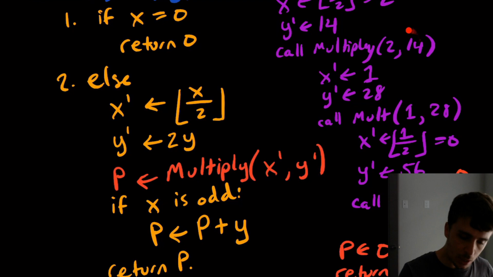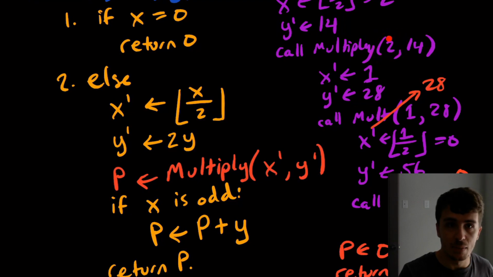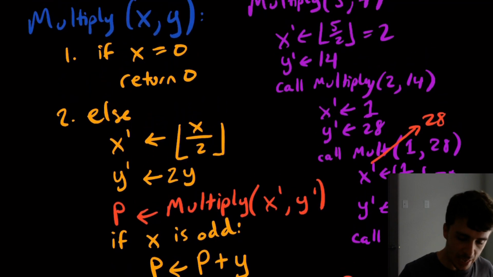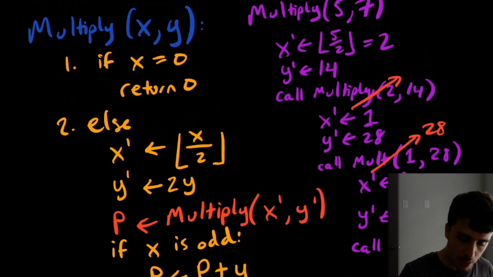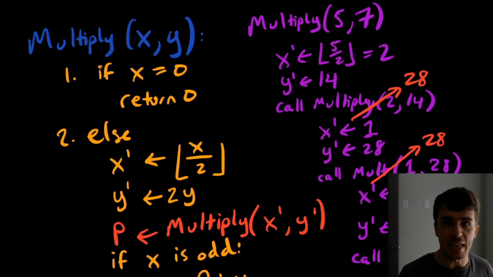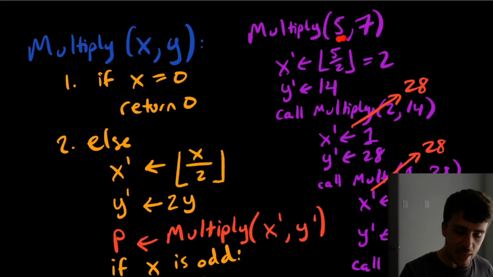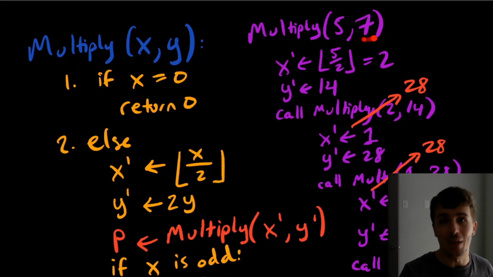So now let's come back up to this function right here. So the result of calling mult 1 and 28 is 28. We realize that this particular x that we're given was not odd, it's even. So we don't add y onto the result, which means that we're going to again return 28. And then come back up here. This is going to give us 28 yet again. But we realize that 5 is odd, so we're going to add 7 back onto this result.